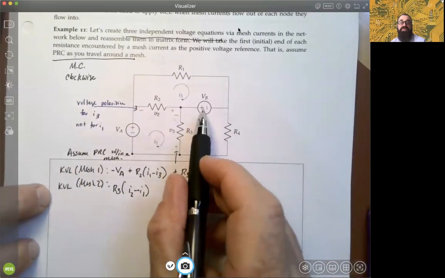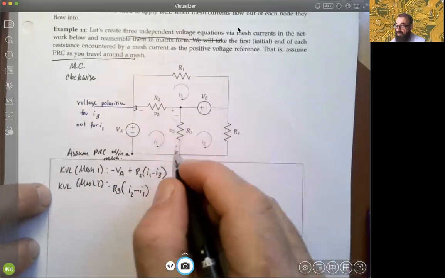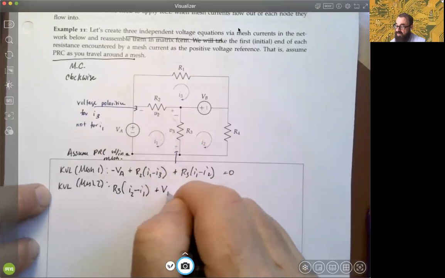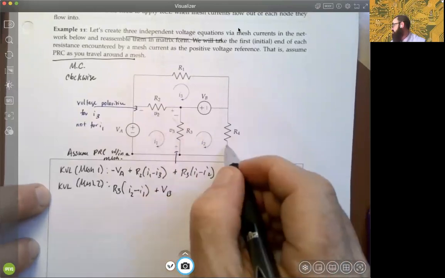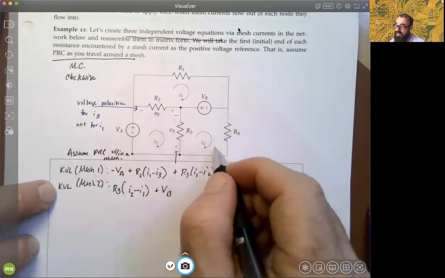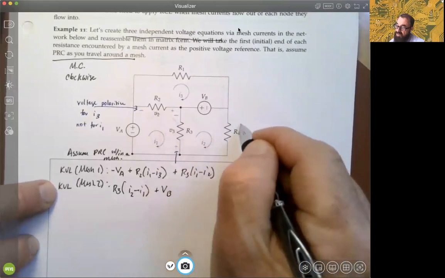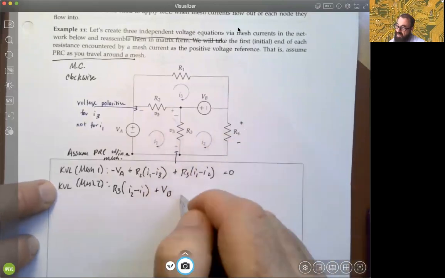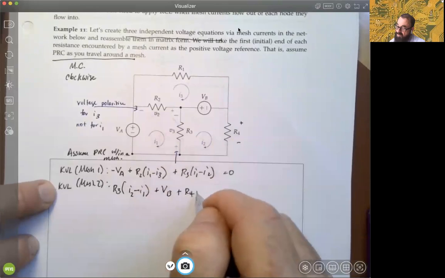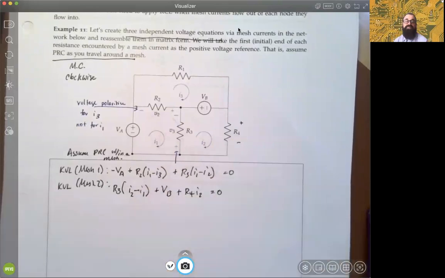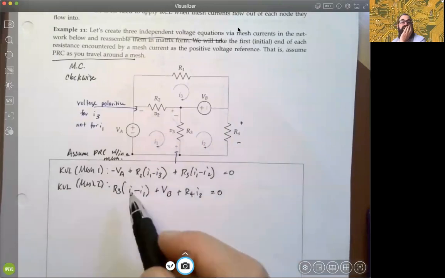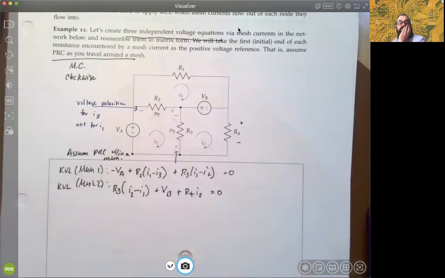Then we would come up through this voltage source. Its voltage polarity does matter. In this case, it's just plus VB. And then we're going to come down through R4. And again, if we're making this PRC, the voltage through this would be positive, negative, and we'll just get plus R4 times I2 and set that equal to 0. Okay. So hopefully that's clear in terms of who's positive and who's negative. In this case, I2 will always be the positive one for mesh 2.